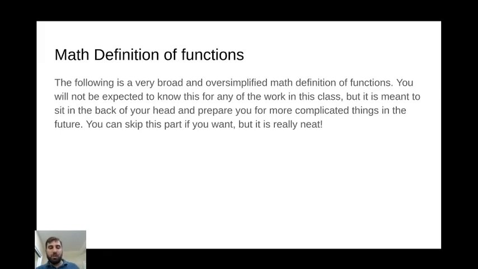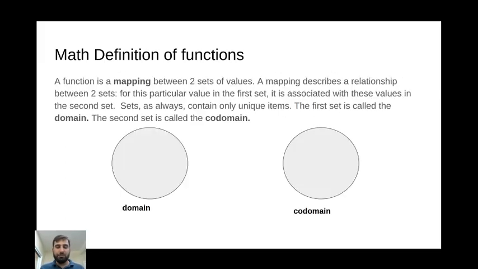So let's just talk really quickly about the math definition of a function. And this is something that you've learned a long time ago, but it's good to know. So a function is a mapping between 2 sets of values. A mapping describes a relationship between 2 sets. So for this particular value in the first set, you might say this value in the first set is associated with this value in the second set. This value in the first set is associated with this other value in the second set.